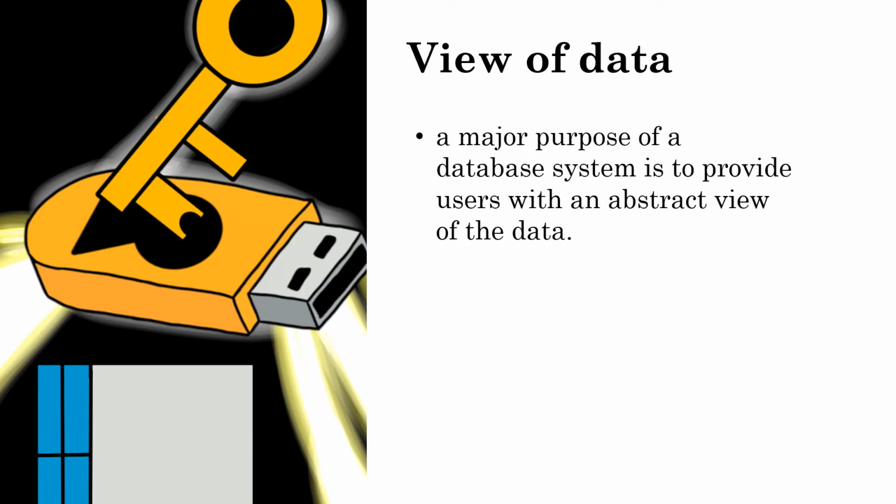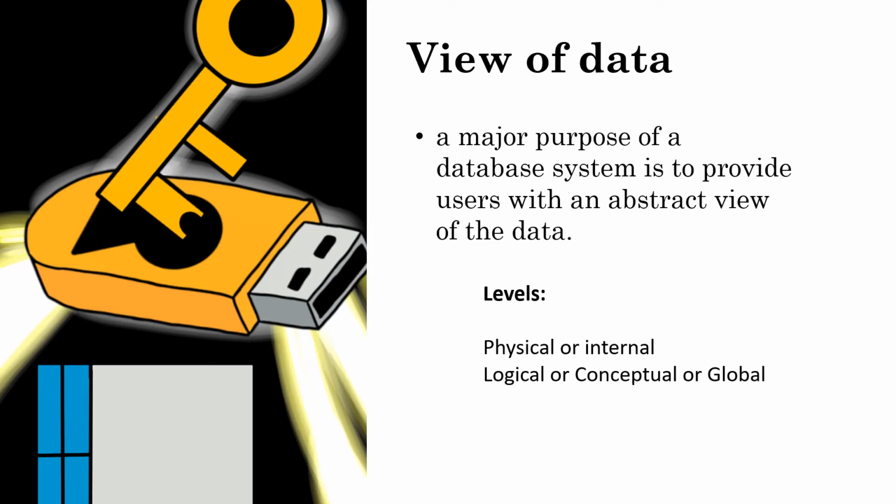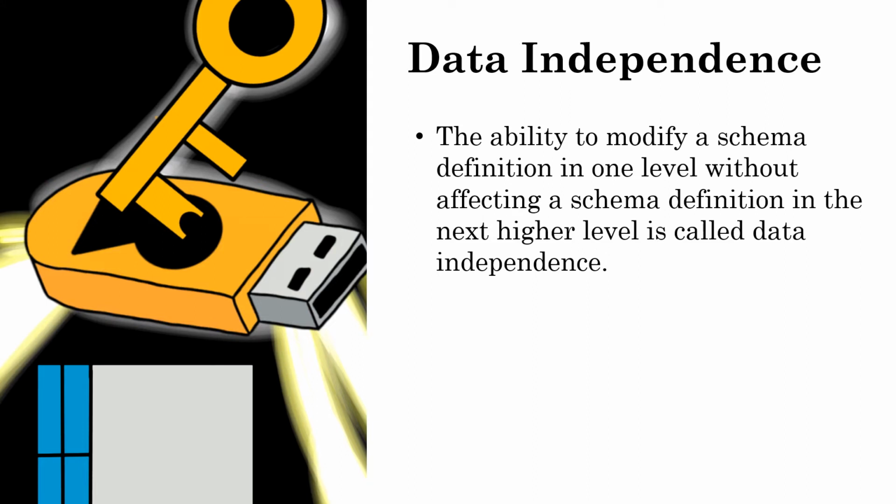A major purpose of a database system is to provide a user's view with an abstract view of the data. So it consists of different levels such as the physical or internal, the logical or conceptual or global level, and the view of the external or user. The ability to modify a schema definition in one level without affecting a schema definition in the next higher level is what we call data independence.